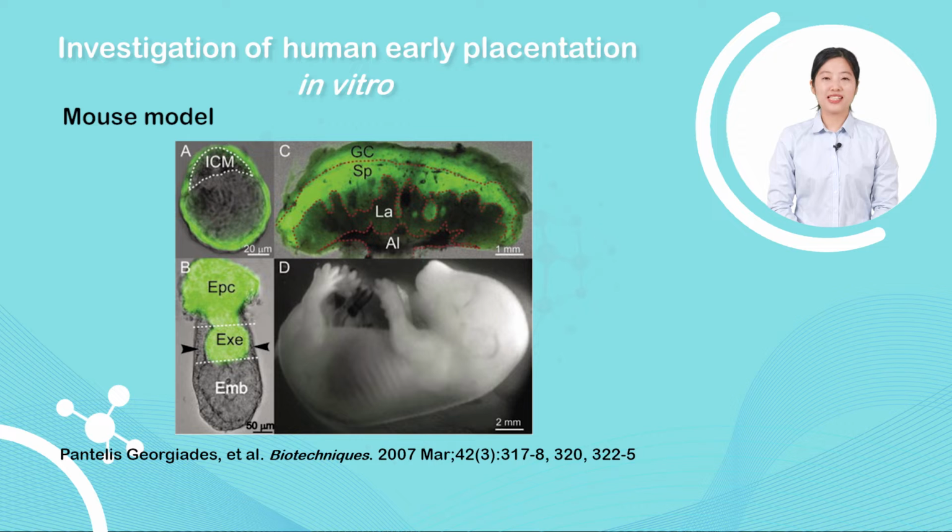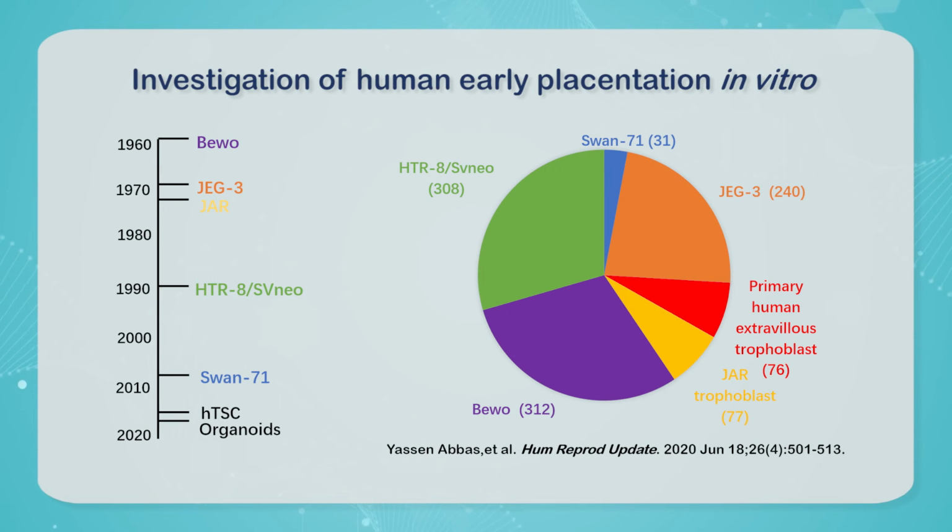So, for this reason, a lot of scientists have turned to tissue culture using cell lines in the dish in order to understand human placental development. It has been summarized that over the past 5 years, the most prevalently used cell models for investigating early placental development are HTR-8 and BeWo cell lines.